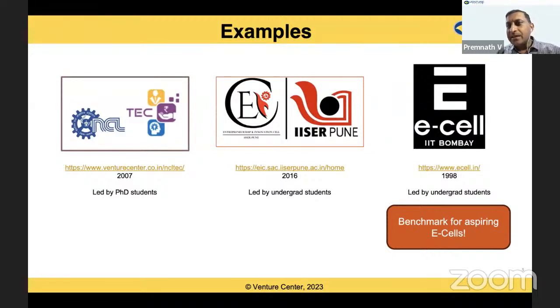institutions. And the third one that I've listed here is in one of India's most vibrant e-cells, which is the IIT Bombay's e-cell. And this was founded in 1998. By the way, the e-cell in IIT Bombay was founded even before the incubator came up formally, and it's led by undergraduate students, and it has a very strong track record of running very large events and activities, and that's something of a benchmark for aspiring entrepreneurship cells in India today.